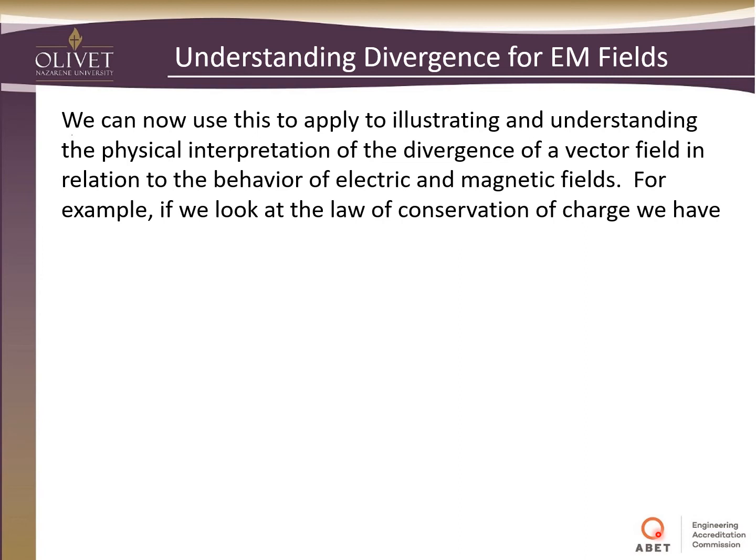So we can now use this to illustrate and understand the physical interpretation of the divergence of a vector in relation to the behavior of electric and magnetic fields. For example, we want to look at the law of the conservation of charge. If we do that, we can take this equation here, and this just says that the current density over some closed surface, which basically gives us the current over the surface, should be equal to the time change of the total sum of the charge inside the volume created by the surface.